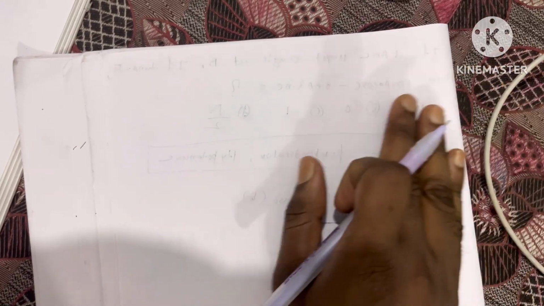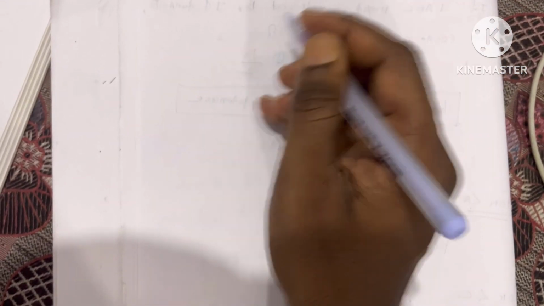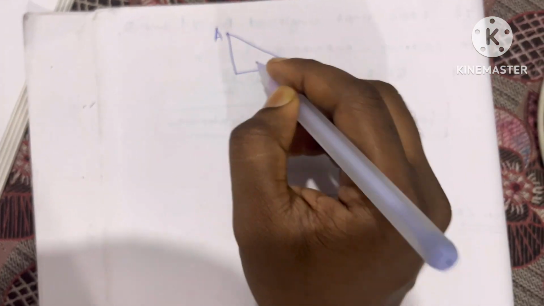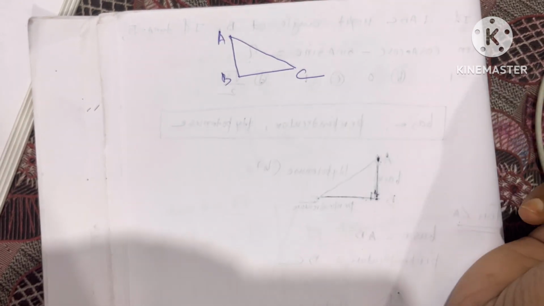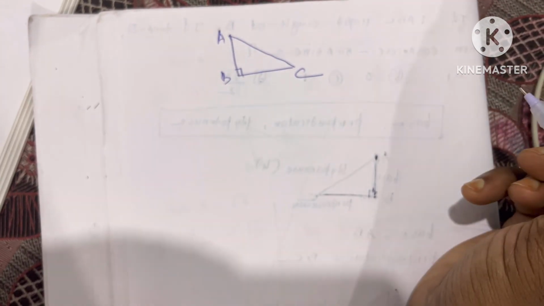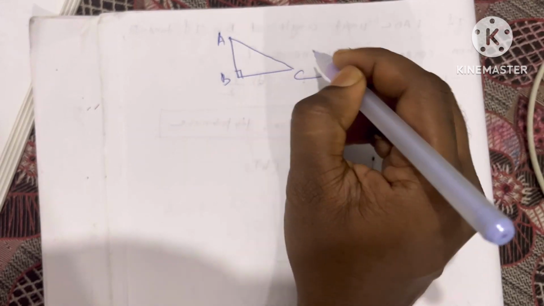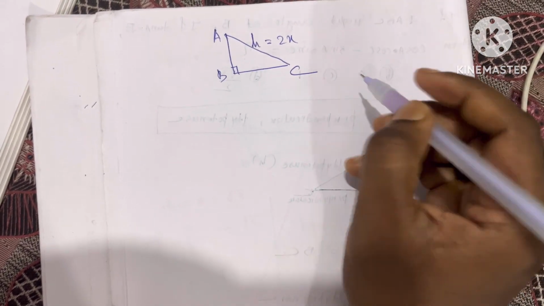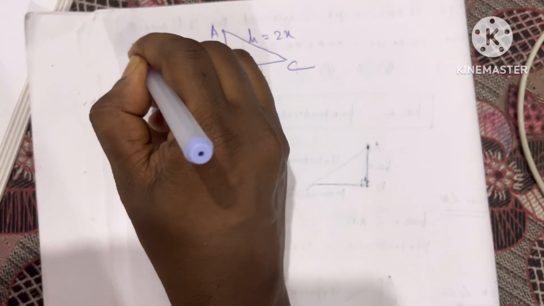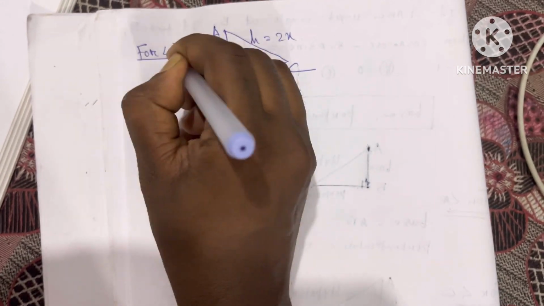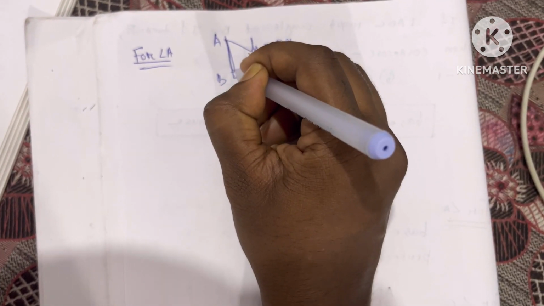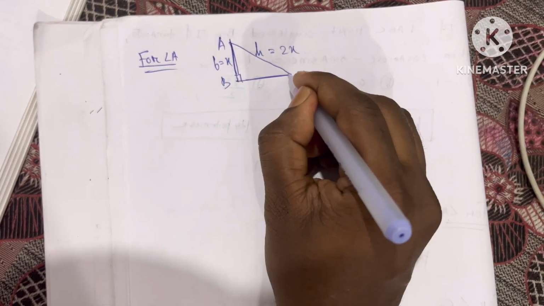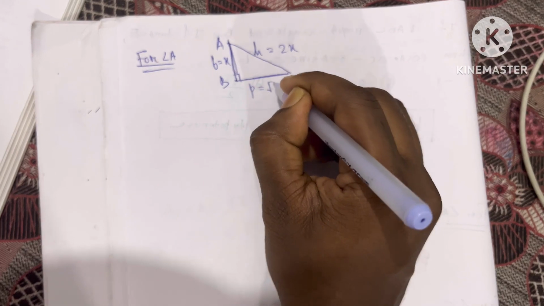Since ABC is a right angle triangle, if I draw the triangle again, so this is my triangle A, B, C. So B is 90 degree, opposite of B is hypotenuse. So the value of hypotenuse I got is 2x. So for angle A, this is base, and the value of base is equal to x. And this is perpendicular, the value of perpendicular will be root over 3x.